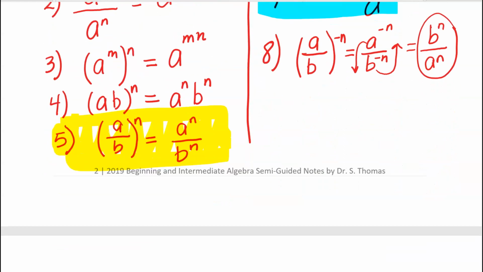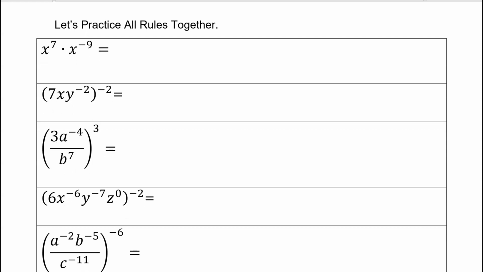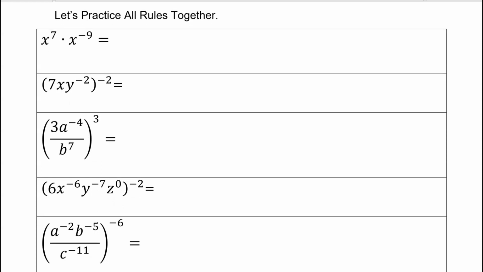Let's move on with some final examples. Let's practice all of the rules together. X to the 7th times x to the negative 9. Well, we are multiplying. We have the same base, so we're going to add the exponents. But when we're using our integer rules, we notice that ultimately we're going to have to subtract that. So that becomes negative 2. We have a negative exponent. Therefore, we will rewrite this as 1 over x squared.